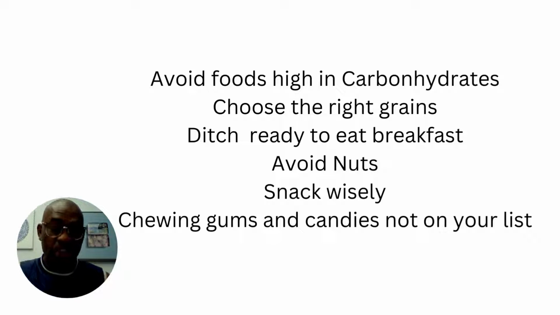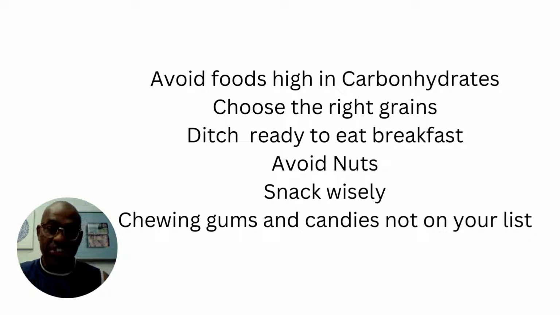So avoid food that is high in carbohydrate. You are expected to eat food that is high in fiber, vegetables, proteins, and vitamins. But number one thing is to avoid food that is high in carbohydrate. Number two, choosing the right grain. Not all grains are good for a diabetic. You must know the kind of grains you are consuming.